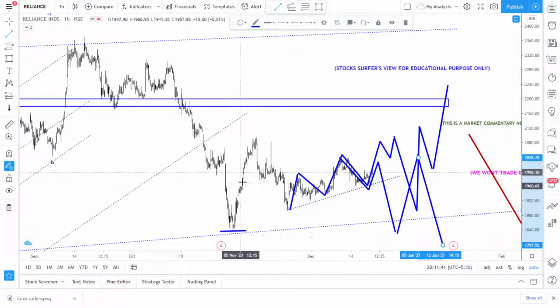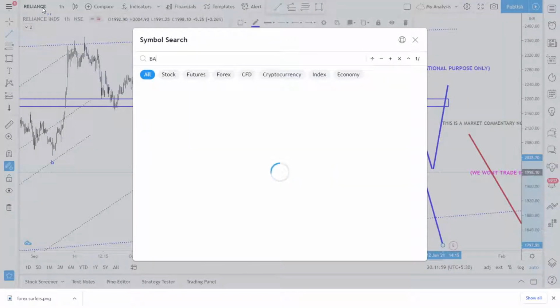This kind of one more wave is available, whether it is going to break this low, or without breaking this low it could be an irregular flat also, or a regular flat. So wait for that B wave to complete. And let's move on to Bajaj Finance.